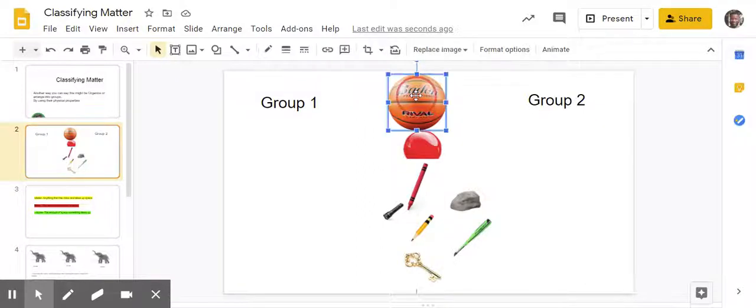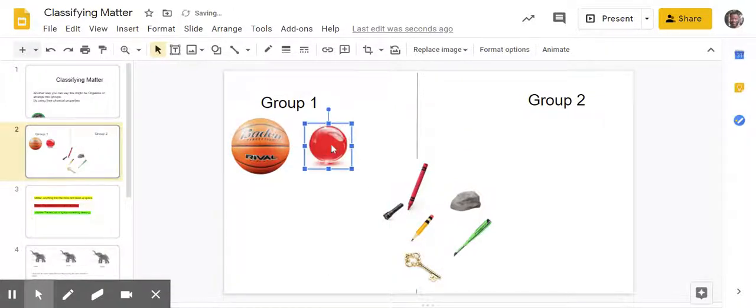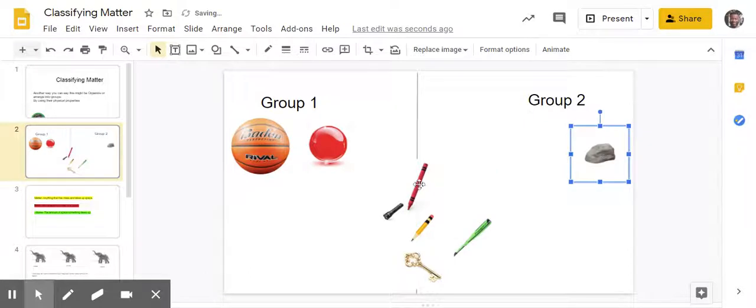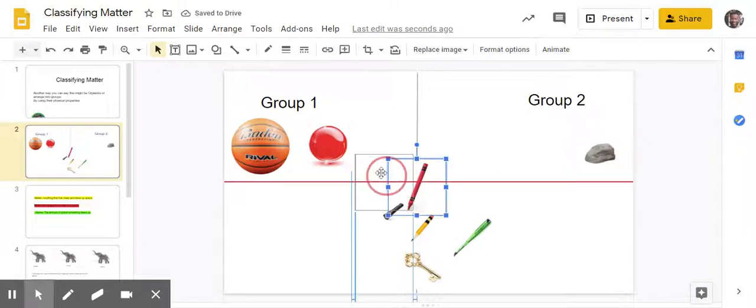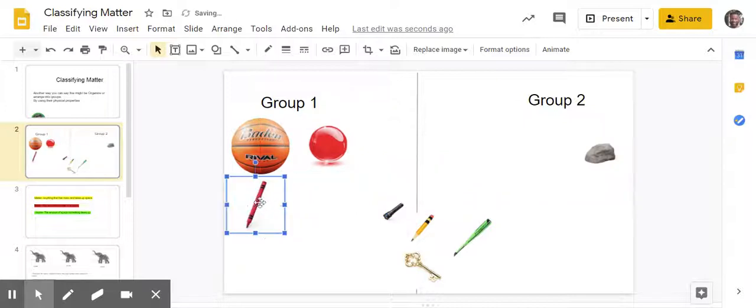So first thing, we're going to take our basketball. We're going to move it over here to group one. And then we're going to take this red ball here, since it's a ball, just like the basketball, and put it in group one also. Now this rock is kind of hard, so let's put it over here in group two. We have a red crayon. Well, it's not round like the balls, but it is red. So let's classify it over here with this group here.